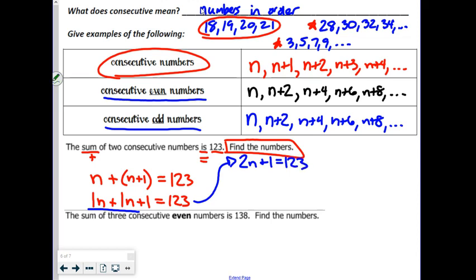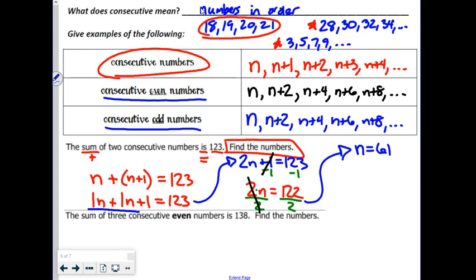And we can solve. Subtract 1 from both sides. The 1's cancel. Then 2n is now equal to what? 122. And that's multiplication, so we divide. What is that going to be? n equals 61.